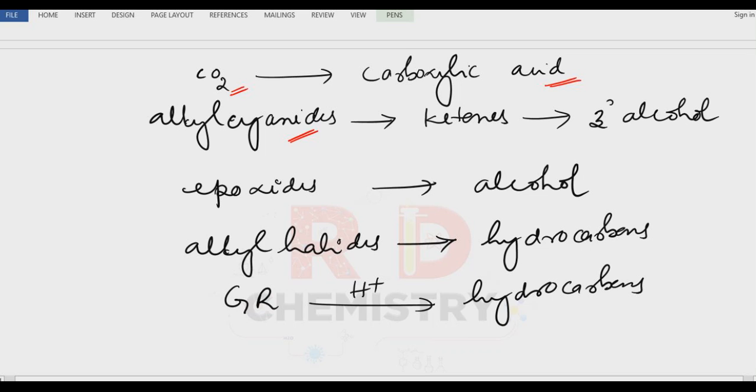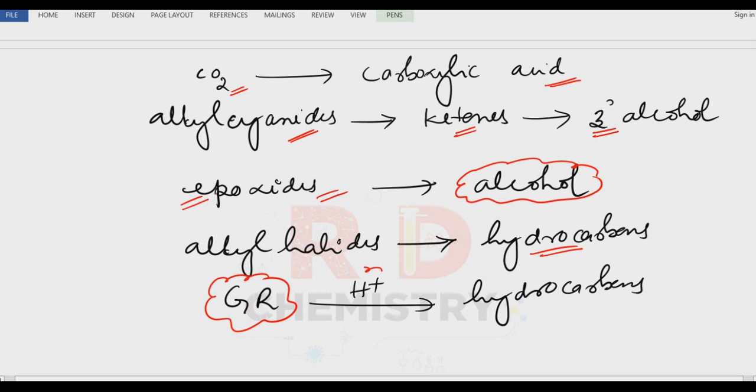Alkyl cyanide gives ketones and they give rise to tertiary alcohol. Epoxide gives alcohol. It can be primary, secondary, or tertiary depending on the epoxide structure. Alkyl halide gives a higher hydrocarbon. Whenever the Grignard reagent comes in contact with any compound containing acidic hydrogen, it gives rise to the hydrocarbon.